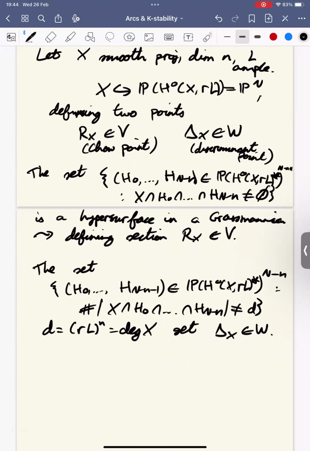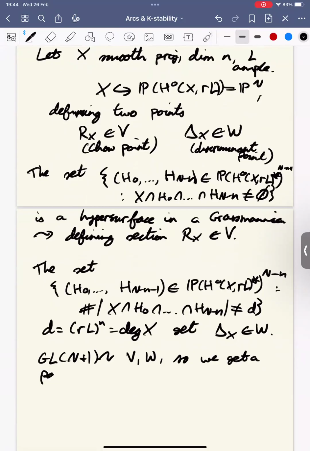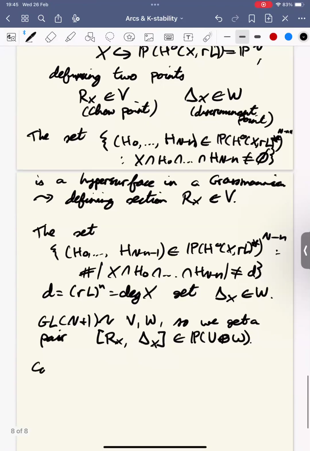Apologies for that. Okay, so in particular then the general linear group GL(n+1) acts on V and W. So this all fits into the theory of stability of pairs. So we get a pair X, delta X, inside of P of V direct sum W, and we can try to apply the theory of stability of pairs to this pair. This construction was highlighted by Paul in his paper introducing this theory of stability of pairs.